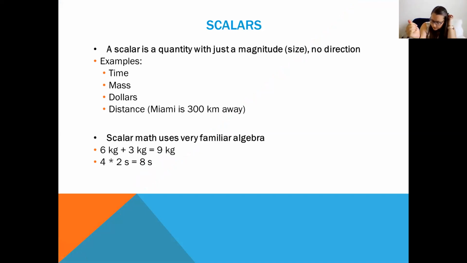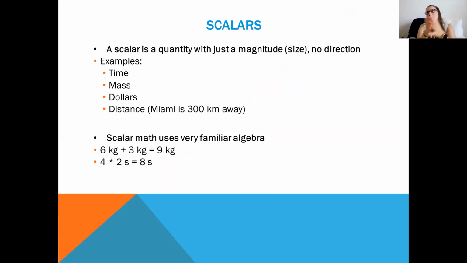So there are two different types of quantities that exist in the world. One is a scalar quantity. A scalar quantity is something that just has a size, just a magnitude, and not a direction associated with it. So for example, that would be things like time, mass, dollars, and distance.